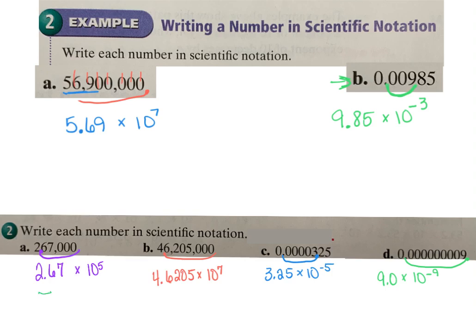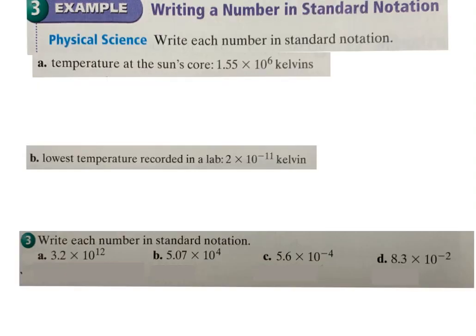You moved the first one 5 places. It was a large number to start out with, so it's a positive 5. The next one you moved 7 places, also a large number, so it was a positive 7. The next one was a small number, so you moved it 5 places, negative 5. And the last one was also a small number. You moved it 9 places, negative 9. You can also go the other direction.